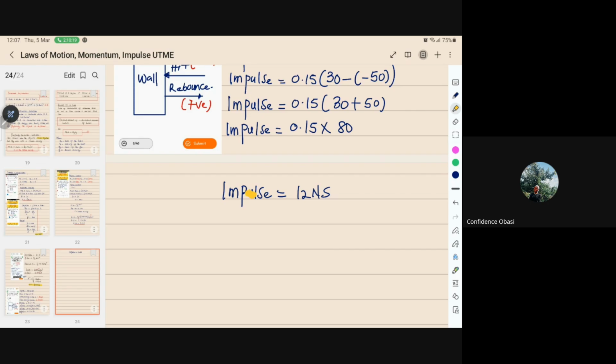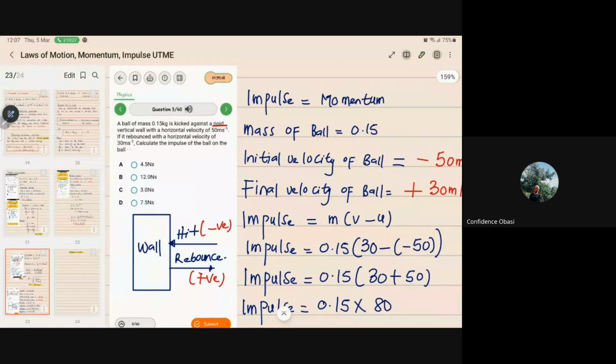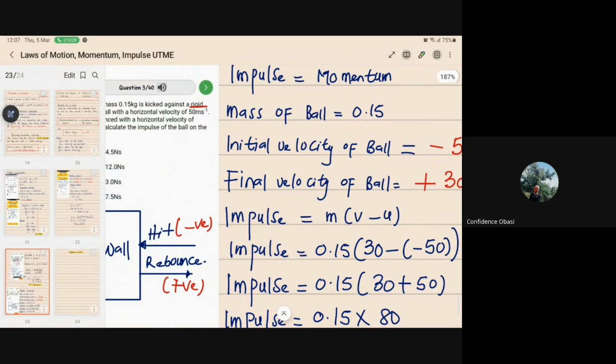Everybody, any question on this? Remember that momentum is a vector quantity, so we have to indicate the sign. Any question on this? If it gives you a negative because you used it the other way around, just take the absolute value. Look at what I mean.